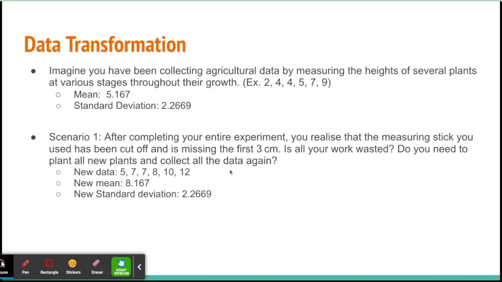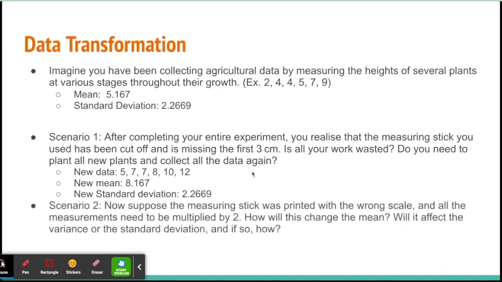Okay, keeping this in mind, let's see what happens in scenario 2. Now, suppose your measuring stick was printed with the wrong scale, and all of the measurements need to be multiplied by 2. How will this change the mean, and will it affect the variance or standard deviation? If so, how? So everything needs to be multiplied by 2. So now your new data is 4, 8, 8, 10, 14, 18.